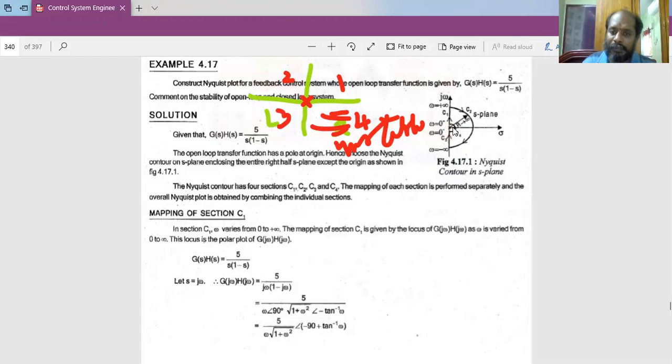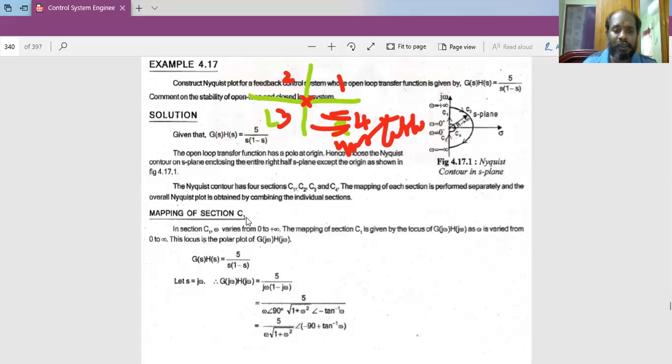The radius of section C2 is infinity, and the radius of section C4 is r tends to 0. These are the considerations while we are drawing a Nyquist contour in the S plane. This r tends to infinity, as we have already mentioned, covers the entire right half of the S plane. And C4 has a radius r tends to 0, so we are taking a small detour around the point 0, located at 0, 0. So we have 4 sections, and we have to map them separately as we did in the previous problem.